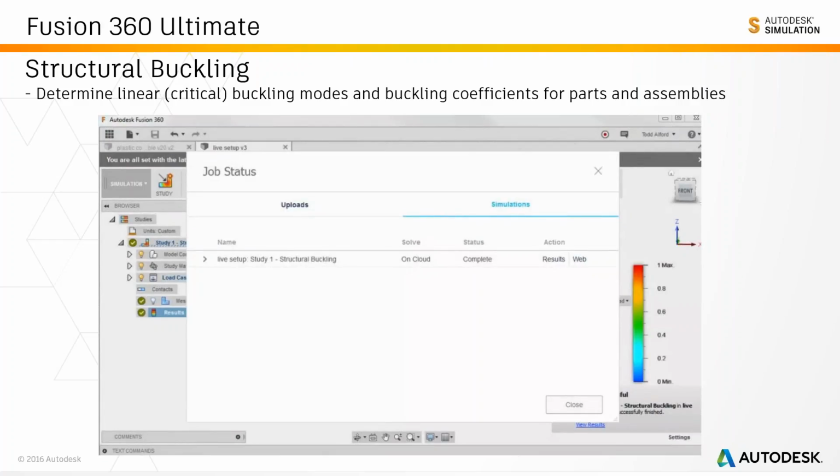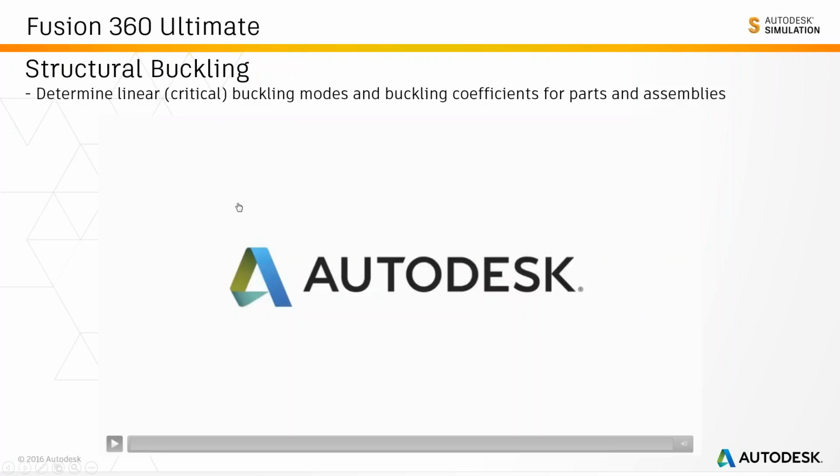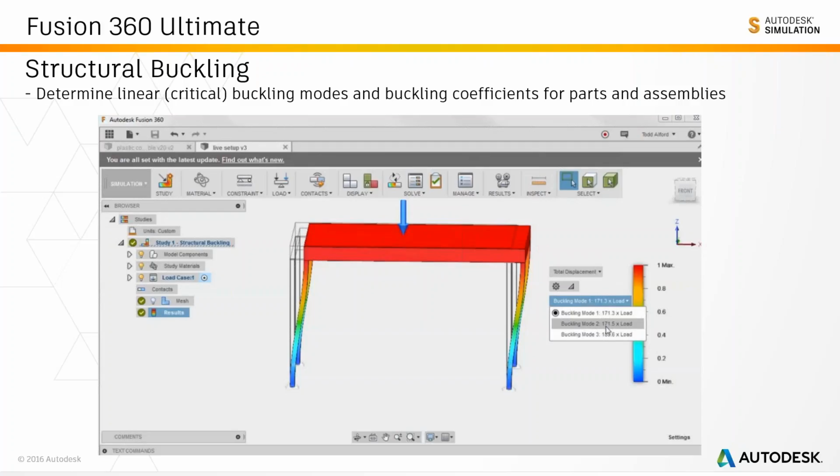Okay, so once the analysis results come back, get downloaded from the cloud, this is something that you will have to wait for. You have the ability of looking at the 3 requested buckling modes here. Okay, so this plastic table will buckle under 171 pounds in its first buckling mode.